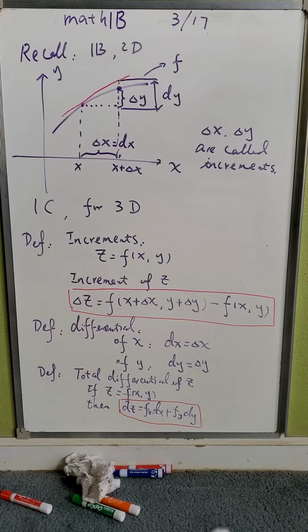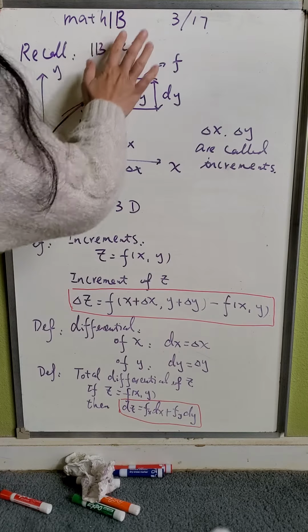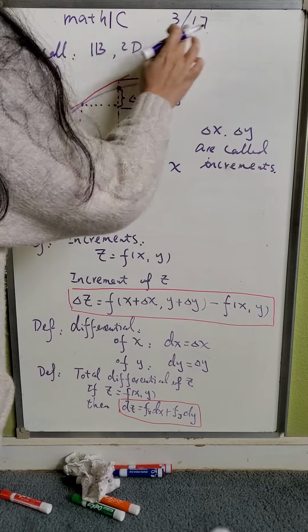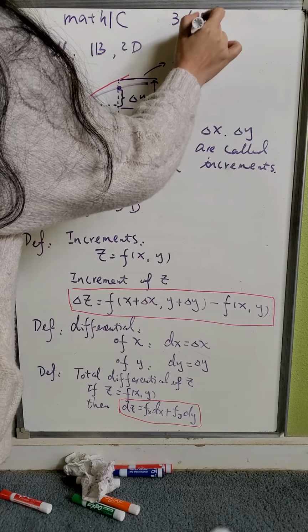This lesson is for March 17, which is tomorrow. March 18, I'm sorry, March 18. I forgot to erase from my 1B class. So this is 1C, March 18.